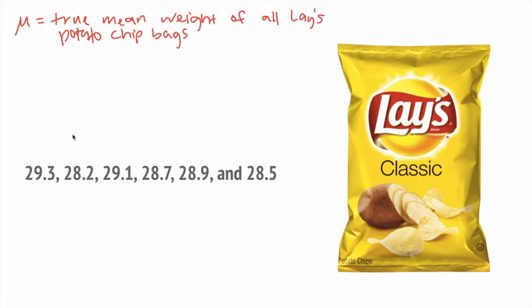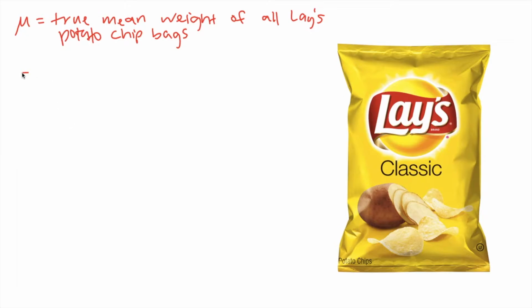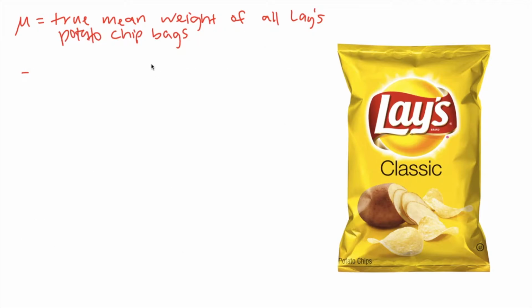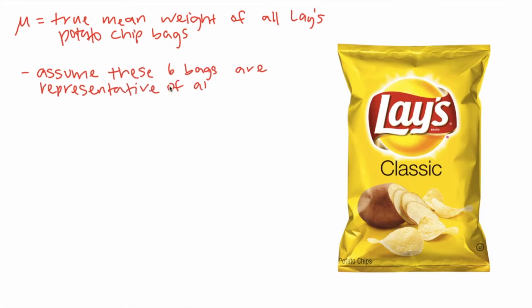Our second step is to check conditions. So condition number 1, we were not told anywhere. It says they just chose 6 bags of potato chips. So it was not a random sample. So I would say something like assume these 6 bags represent all Lay's potato chip bags. My second condition is the 10%, which again, it's okay for you to skip it. I'm going to go ahead and write it. We're assuming that these 6 bags is less than 10% of all Lay's potato chip bags. Very easy to assume that.